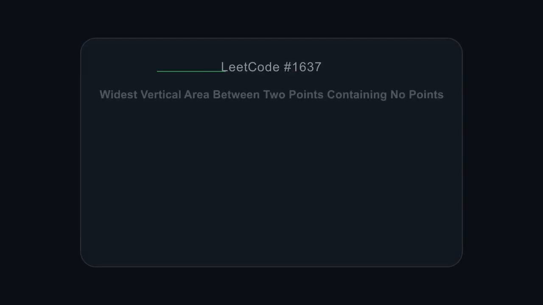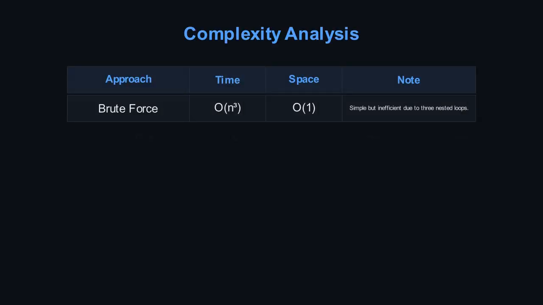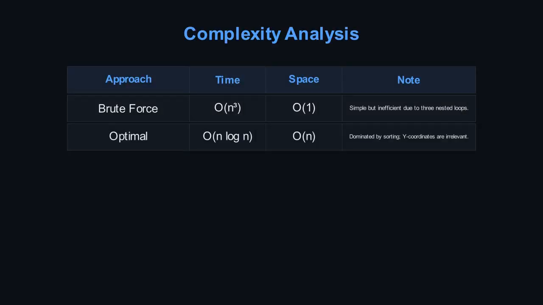You'll spot this pattern when a problem asks for maximum or minimum differences between elements, and the order of elements isn't strictly defined by their input position, or when one dimension of multidimensional data is irrelevant. Sorting often simplifies problems by bringing related elements together. The time complexity is dominated by the sorting step, making it O of n log n. Space complexity is O of n for storing the x-coordinates.